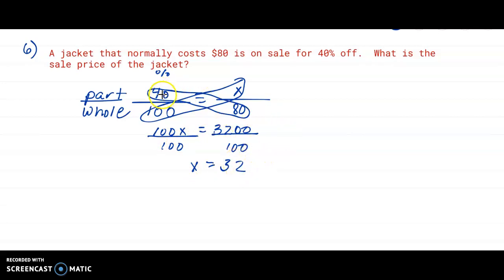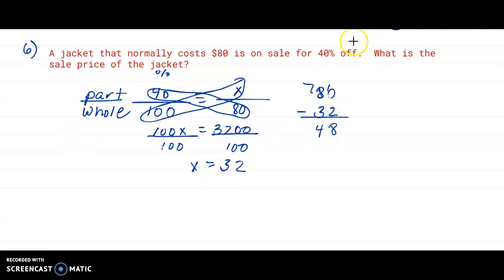So that means that if the jacket is 40% off, I am not paying 40% of the cost of the jacket. So I am not paying $32. So then I have to subtract that from the total price. So if the jacket's $80 and I have a discount of $32, I need to subtract. So I'm going to be paying $48. The cost of the jacket is $48.